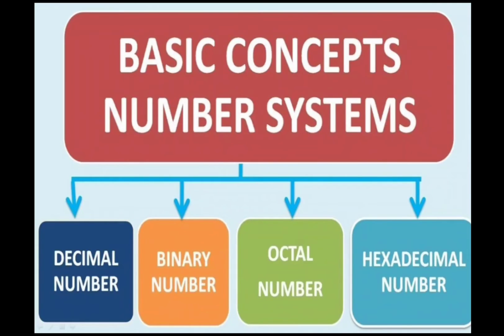In the number system, each number is represented by its base. If the base is 2, it is a binary number. If the base is 8, it is an octal number. If the base is 10, then it is called the decimal number system. And if the base is 16, it is part of the hexadecimal number system.